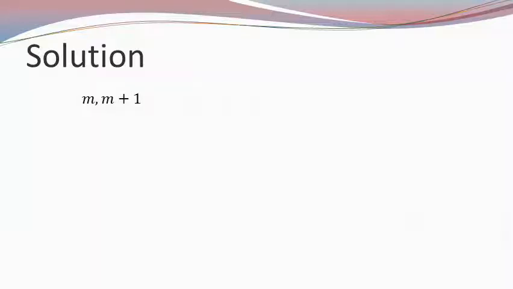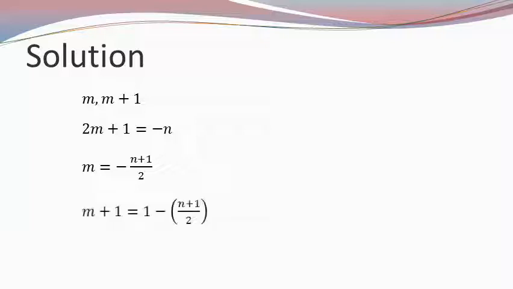Let us say that the roots of this equation are m and m plus 1. So we have taken them as two consecutive integers. So the sum of roots would be equal to minus b, which is equal to minus n. Now let us solve this for m. So m would turn out to be this expression. Let us now find out m plus 1. So m plus 1 would be this, which simplifies to this expression.